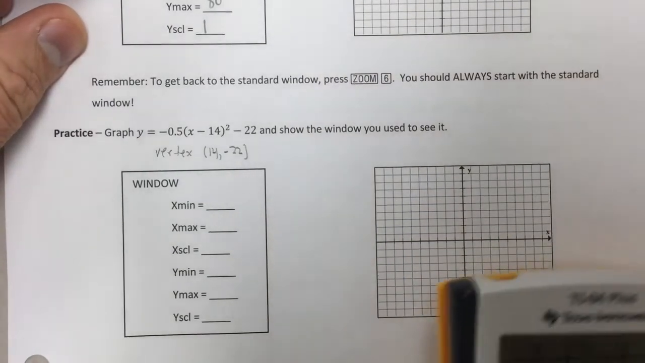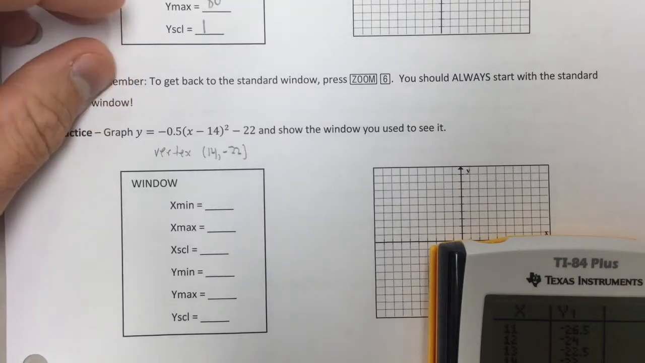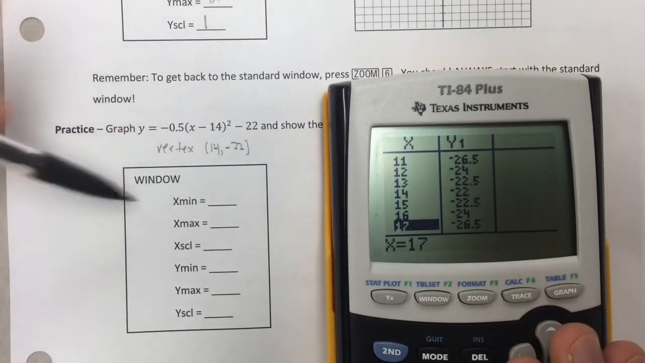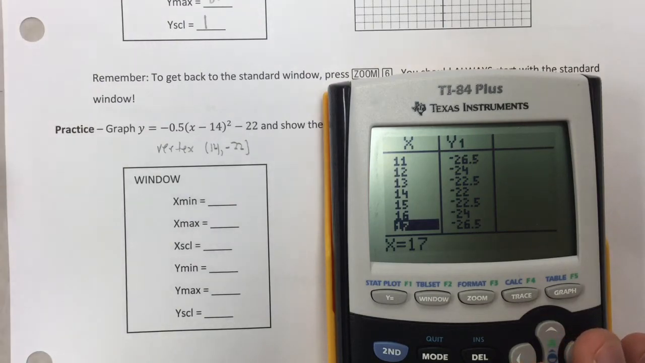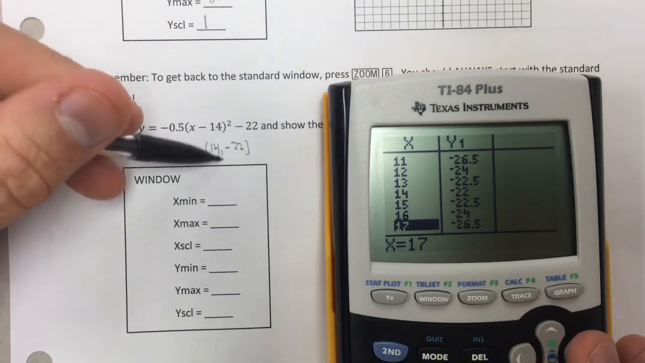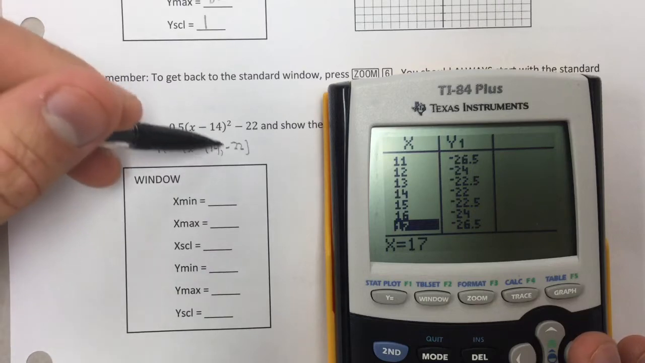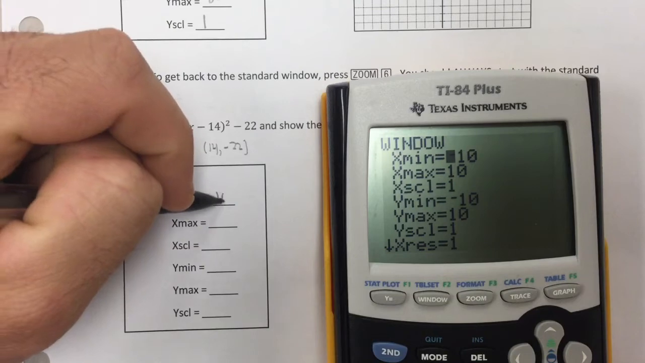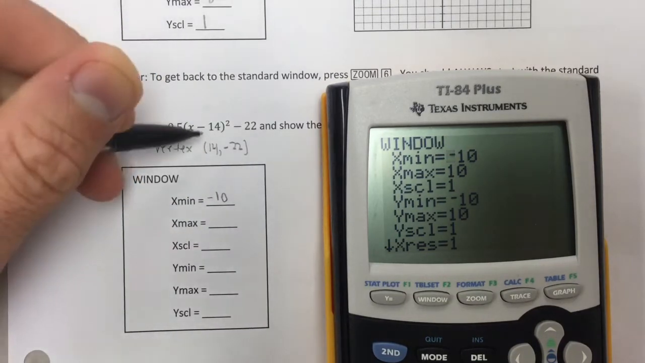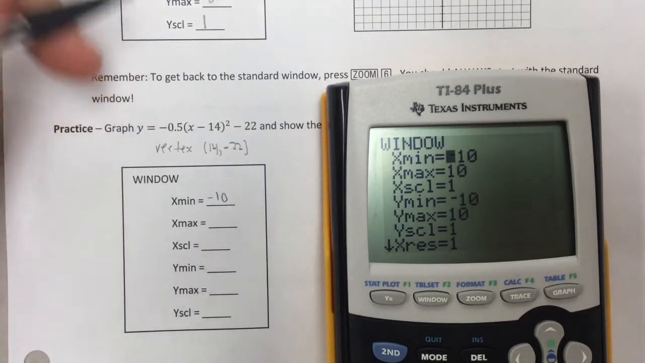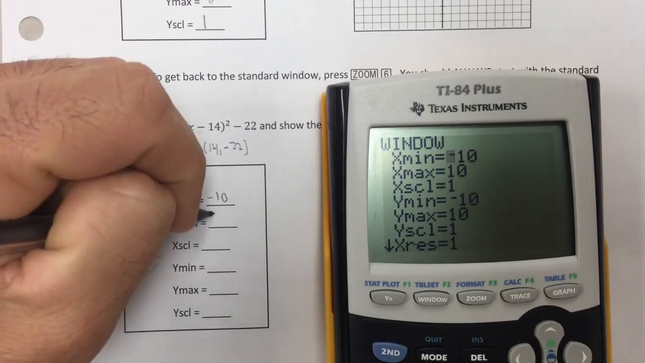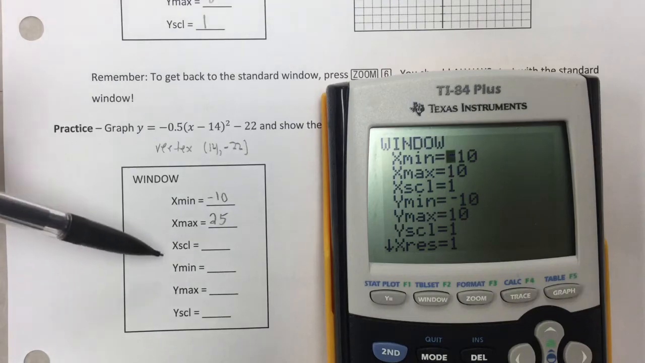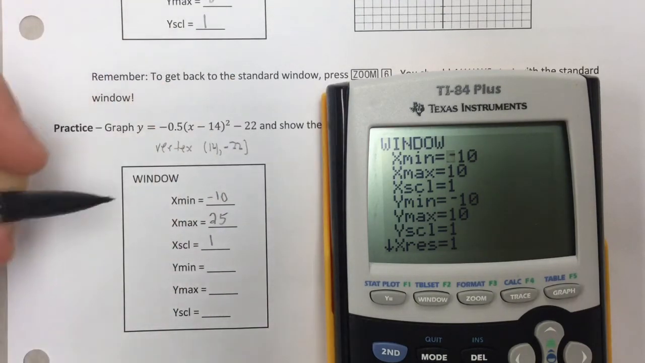And so I'm going to have to think of a window that would work, and I have to think about what my x min and x max are going to be. My vertex has an x value of 14, so I don't have to change my x min. I'm going to keep that at negative 10. But my x max I do have to change, because my vertex is at 14, so I've got to go much farther to the right than that. I'll do 25, we'll say. Anywhere between 20 and 30 I'd say would be a good spot. My scale I never change, keep it at 1.